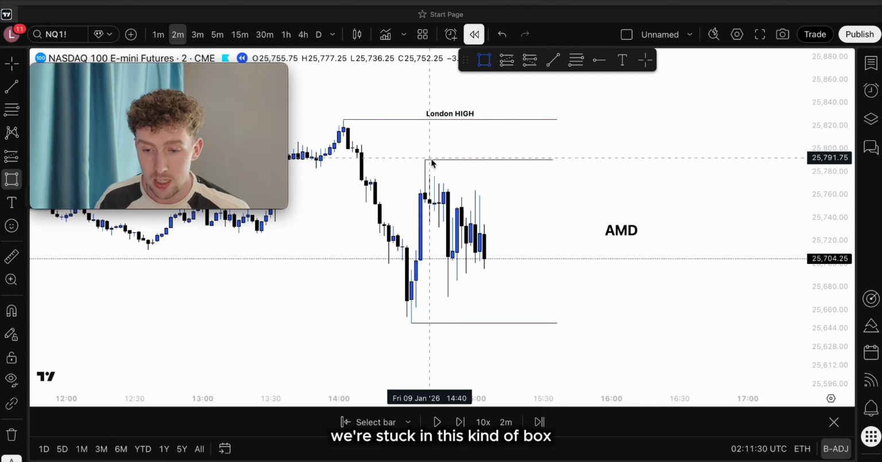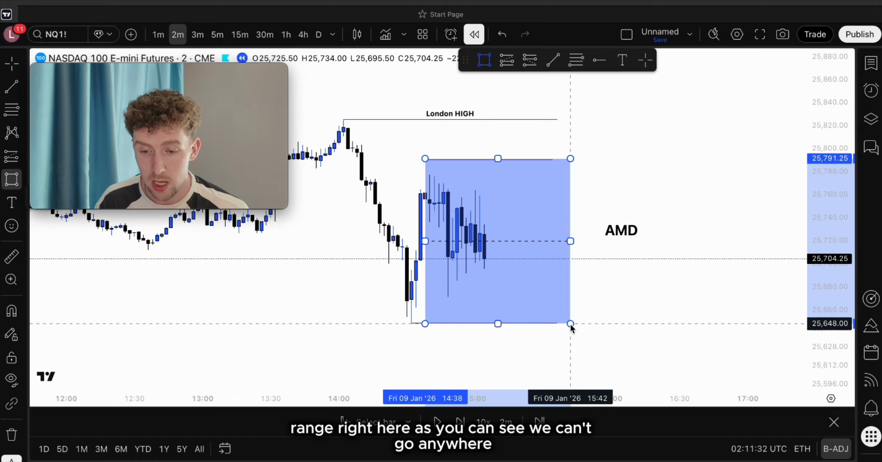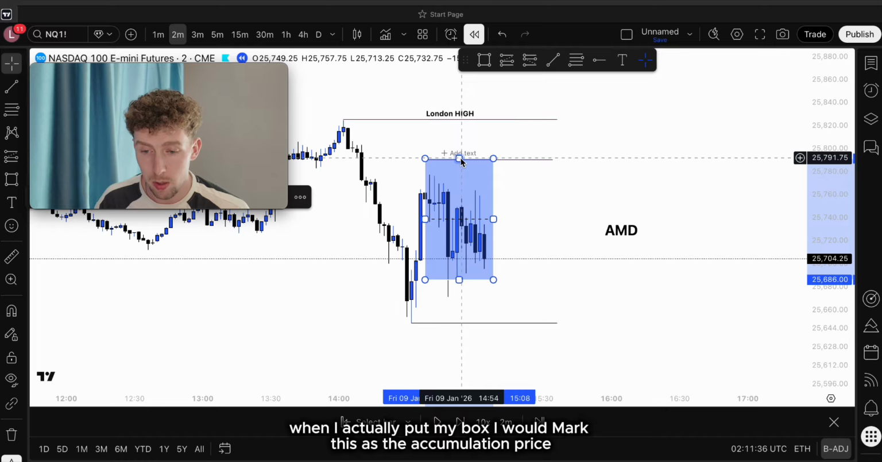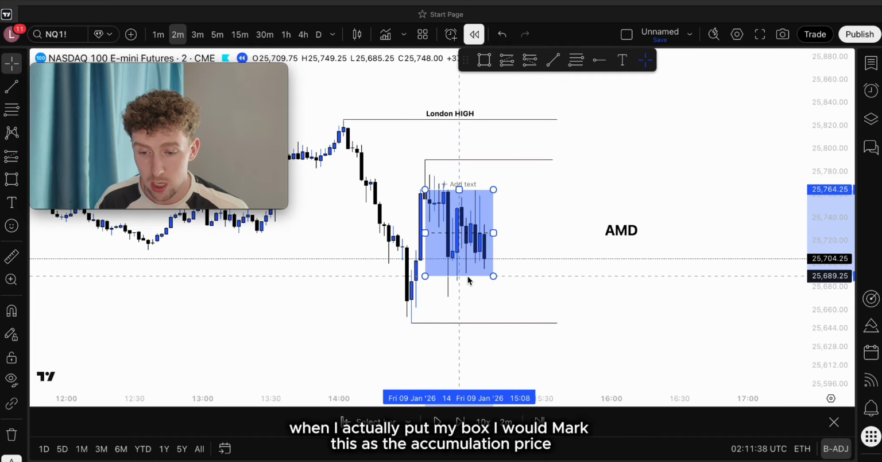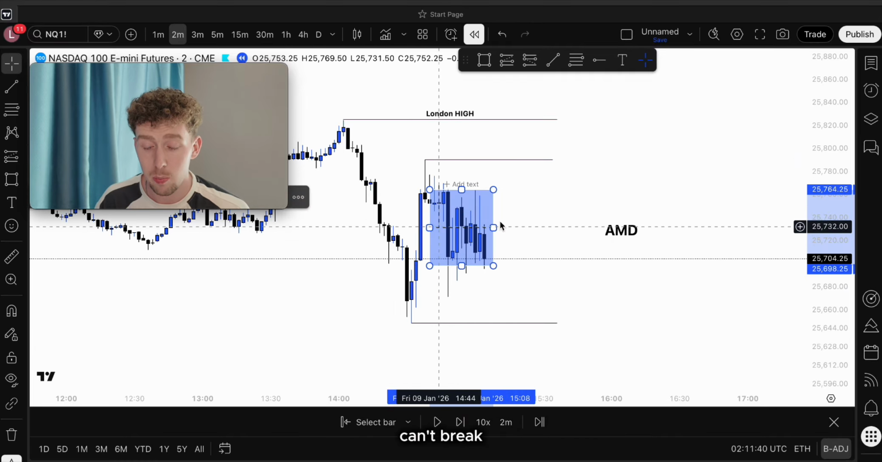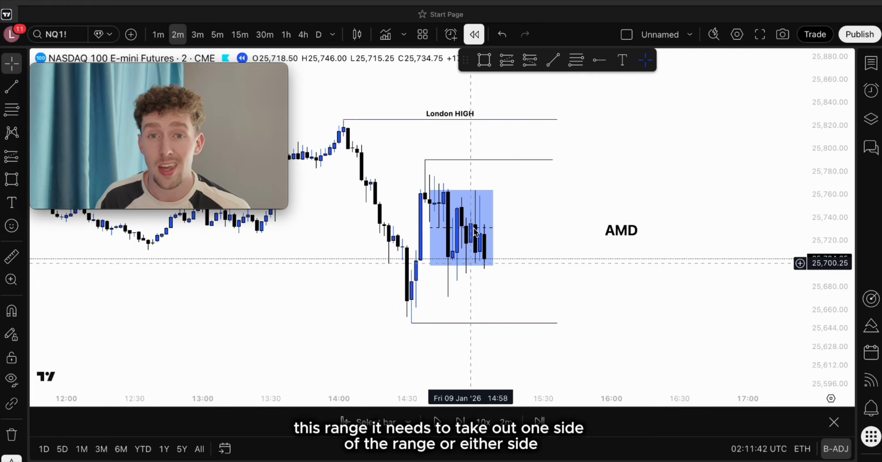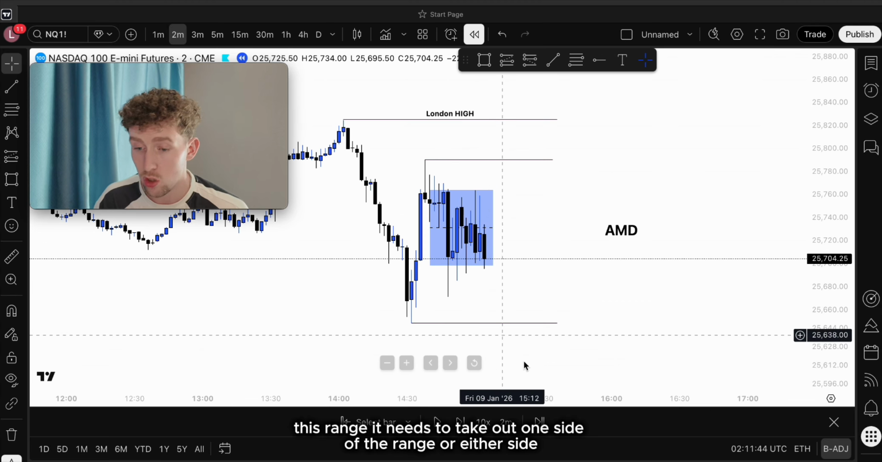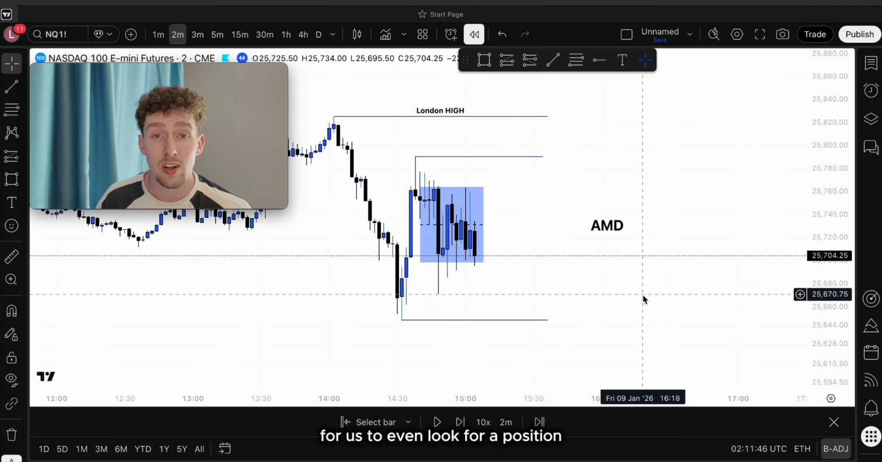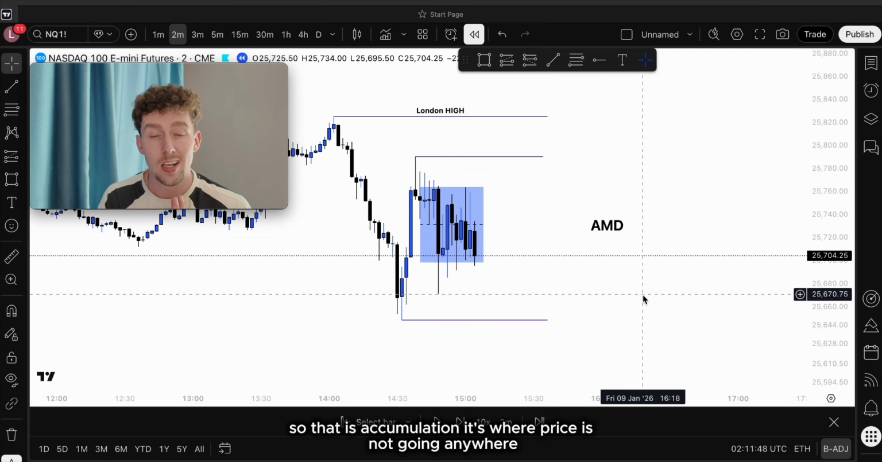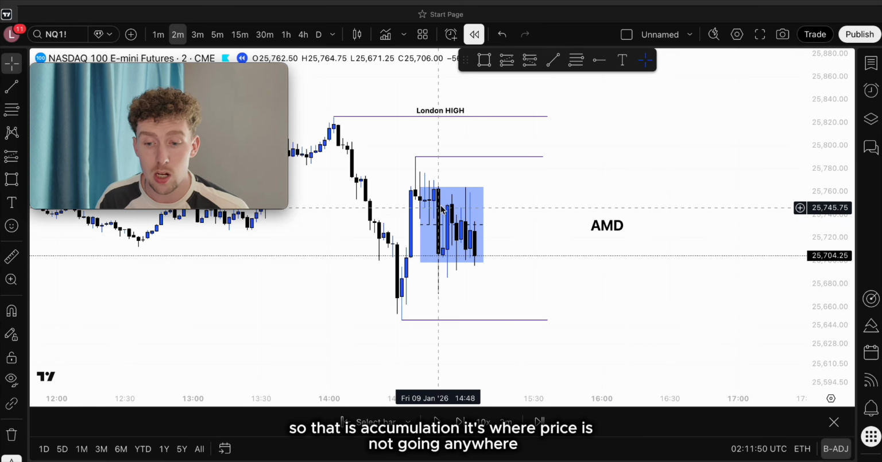We're stuck in this kind of box range right here, as you can see. We can't go anywhere. When I actually put my box, I would mark this as the accumulation. Price can't break this range. It needs to take out one side of the range or either side for us to even look for a position. So that is accumulation. It's where price is not going anywhere.